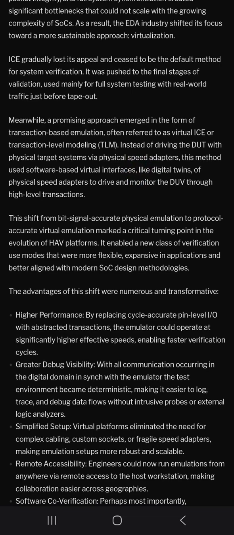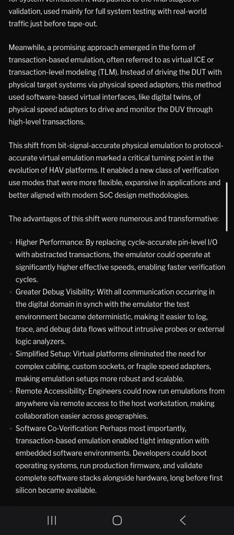It enabled a new class of verification use models that were more flexible and expansive in application, and better aligned with modern SoC design methodologies. The advantages of this shift were numerous and transformative. Higher performance: by replacing cycle-accurate pin-level I/O with abstracted transactions, the emulator could operate at significantly higher effective speed, enabling faster verification cycles.